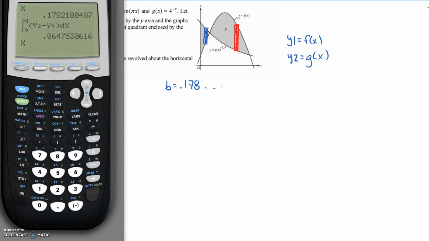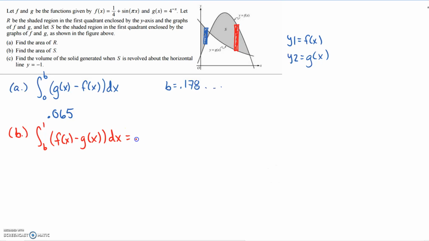I have to be careful here because now 1 is stored to x. So I want to make sure that I get this other value, that 0.178, and I store it back to x. So now I can do my integration, math 9, from that 0.178 to 1. This time f of x minus g of x, so this time y1 minus y2, integrated with respect to x, and that gives me this number, 0.410. So equals 0.410. And then on to part C.